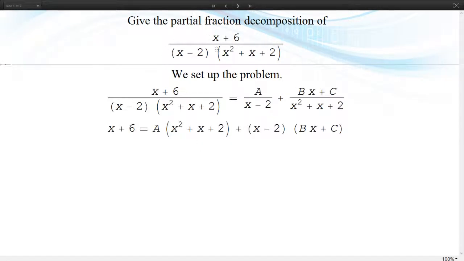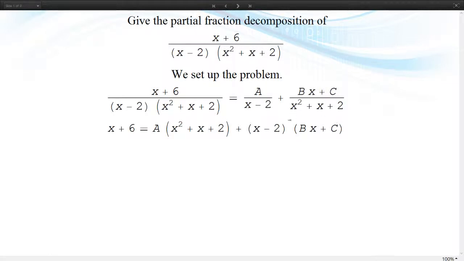Now this one is also a little special. We have here an irreducible quadratic. When we have these, the numerator can't be a single variable. It has to be a line with a variable for its slope and a variable for its constant. So this is how we have to set up this problem.